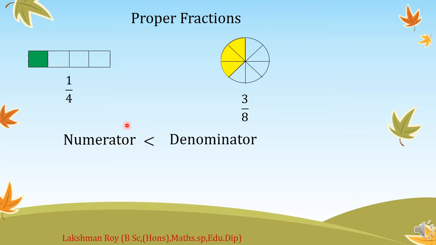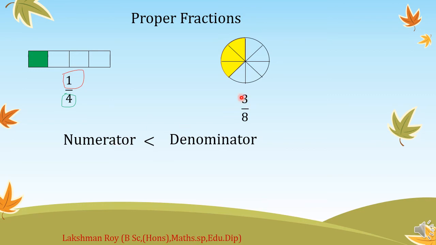So here, what is 1/4? In 1/4 what is the numerator? That is 1, right? The numerator is 1. What is the denominator? That is 4, right? So the denominator is 4. So you can see the denominator is big, the numerator is less. Understand? So the numerator is less.